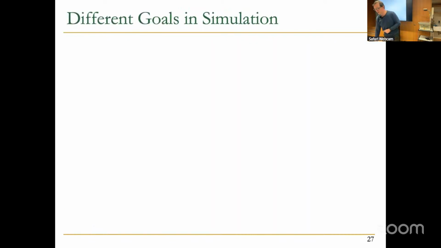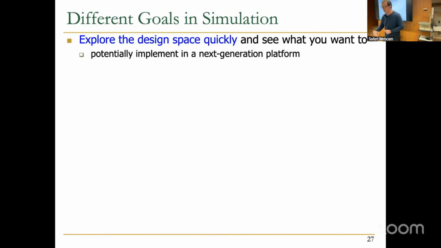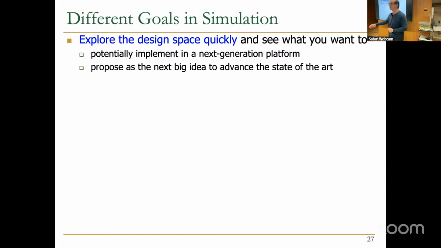And then there are many goals in simulation also, right? People use simulation for many reasons. One goal is to explore the design space quickly to see what you want to really implement, right? Potentially implement a next-generation platform. Or propose as the next big idea to advance the state of the art. In both cases, you really want a quick design space exploration. But maybe in research, you want an even quicker one, right? Because you're really exploring big things that are harder to even implement in RTL, right? If you come up with some new idea, how do you implement it in RTL to begin with? You have to explore a lot of things with it.